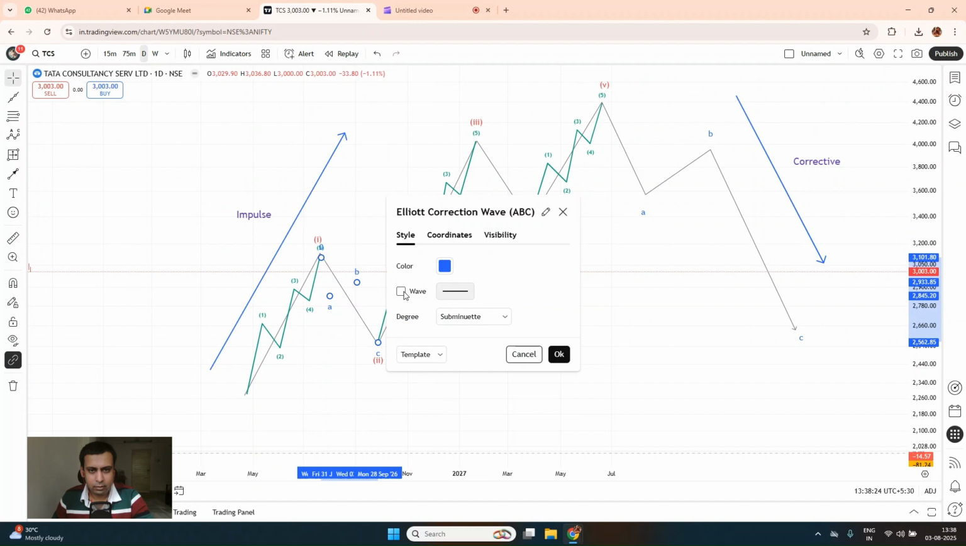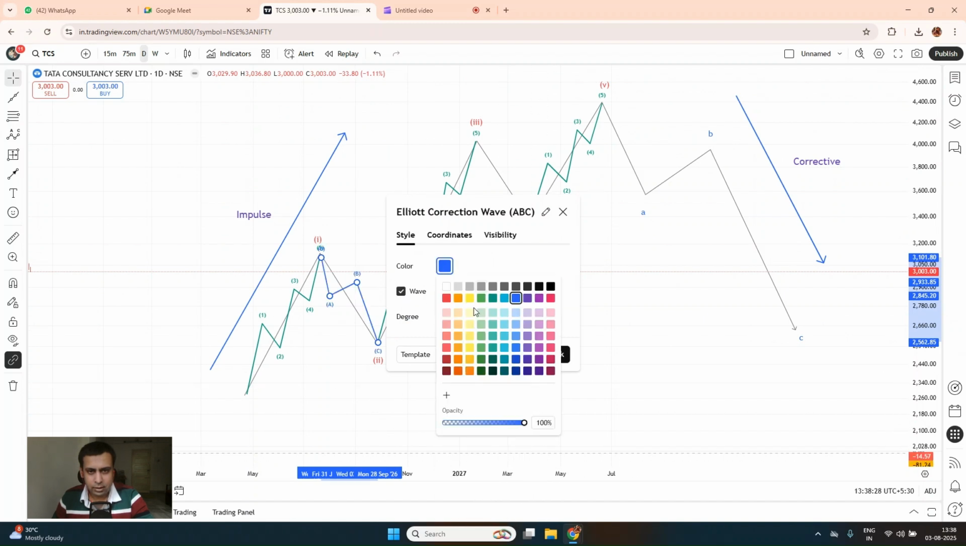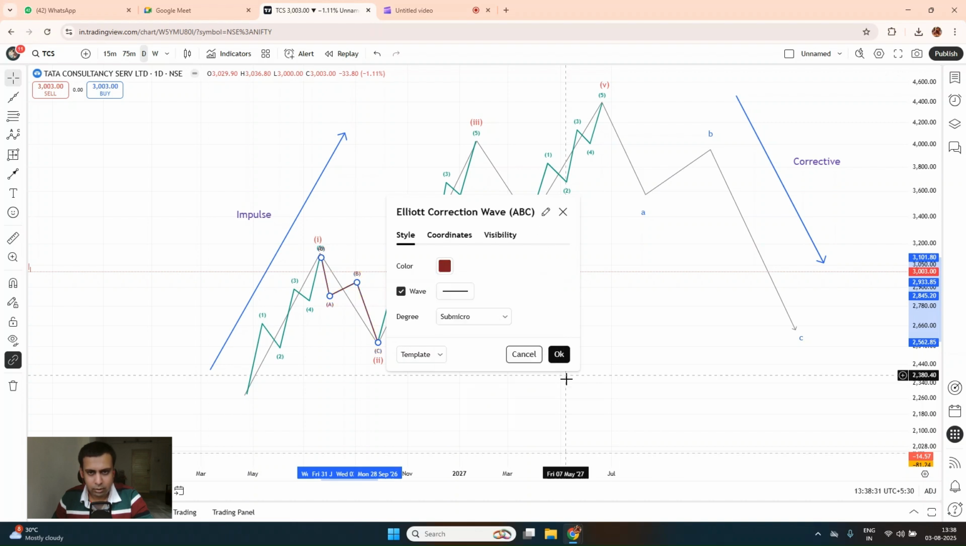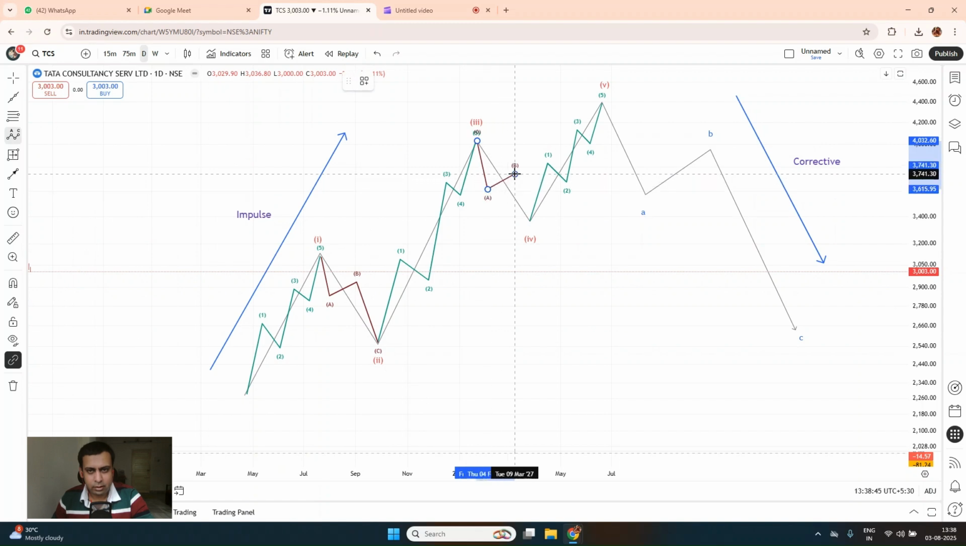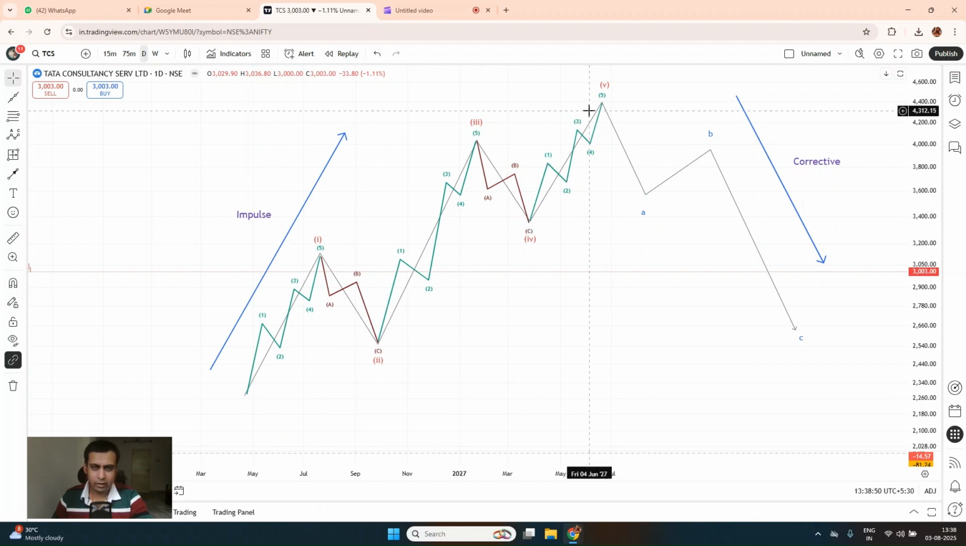Again, we'll put a wave here. Let's change this color to brown maybe. Okay. So what we are saying is, even in this impulse itself, there's a repeating unit of impulse and corrective. So wave 1 is an impulse, wave 2 is a corrective. Similarly, wave 3 is an impulse, wave 4 is a corrective, right? So this 1, 2, 3, 4, 5 is actually an alternation of impulse and corrective and impulse and corrective and impulse.